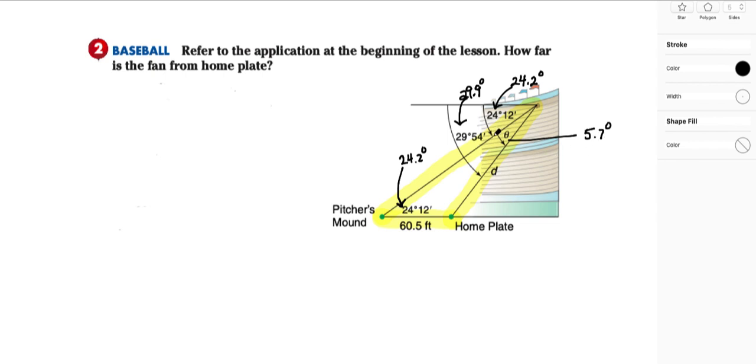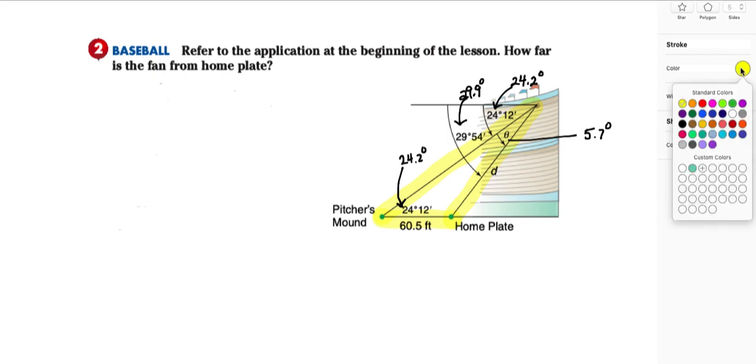And so if that's 5.7 degrees, now I've got the relationship that I want. The sine of one angle over the length of the other side is going to be equal to the sine of this angle over the length of this side. You guys seeing what I'm talking about? Let me do a little bit of color coding here.